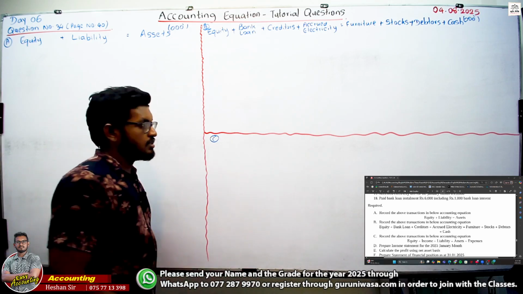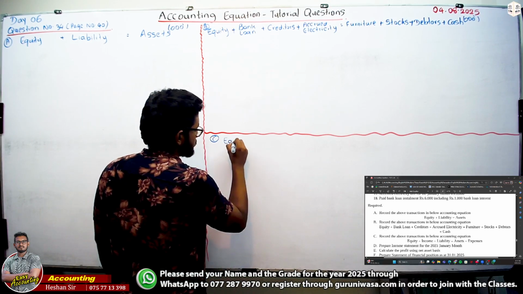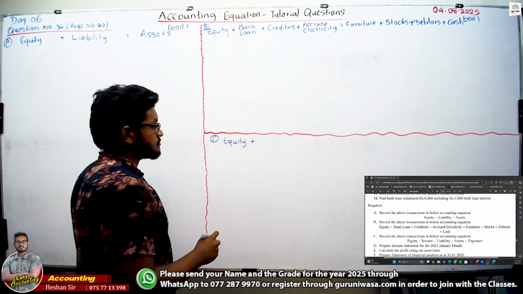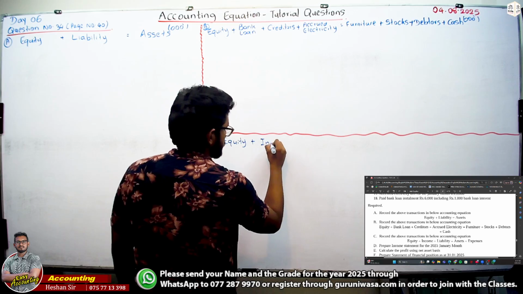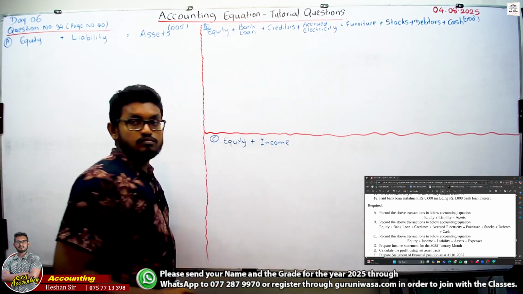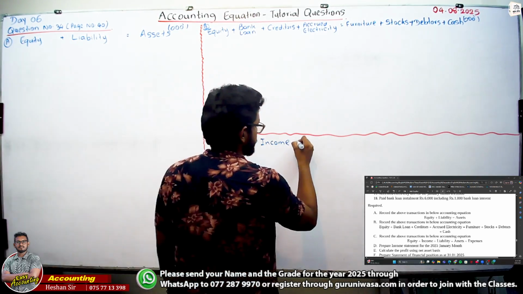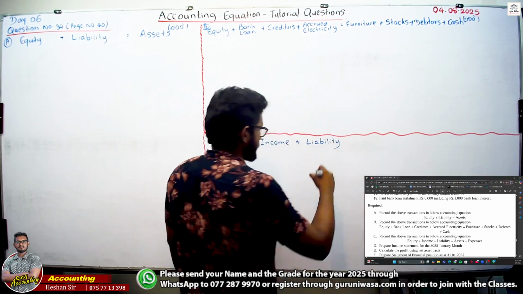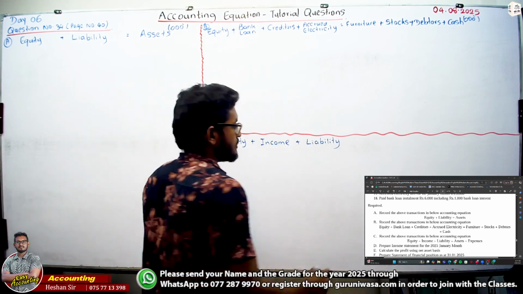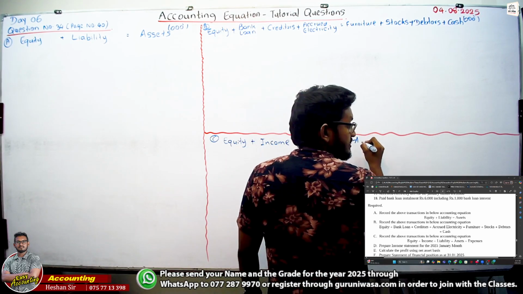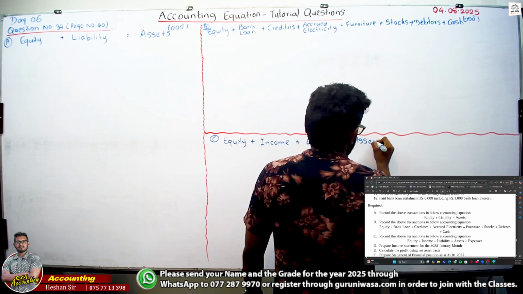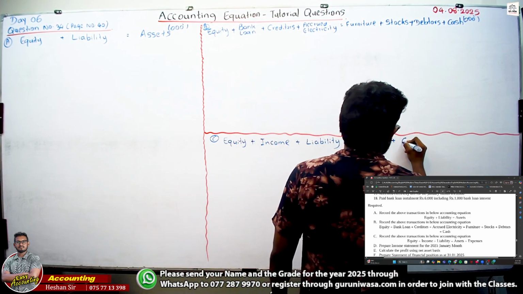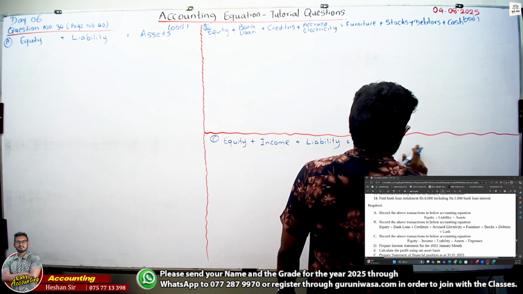So equity plus income plus liability equals assets plus expenses.